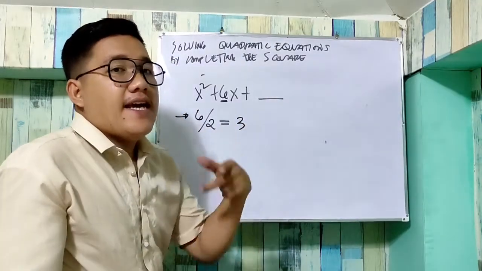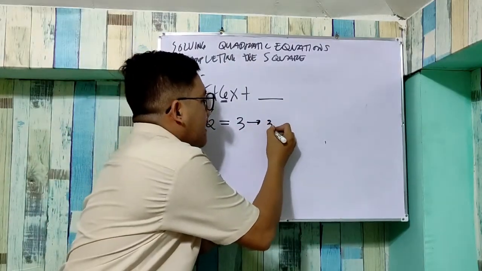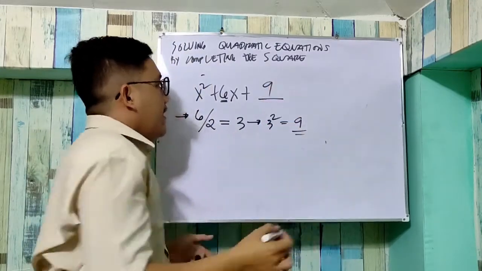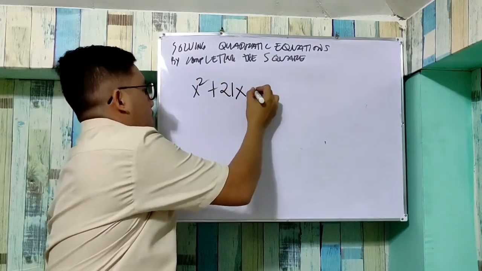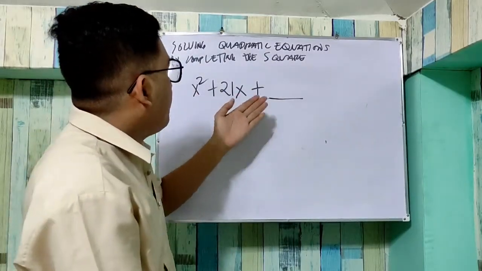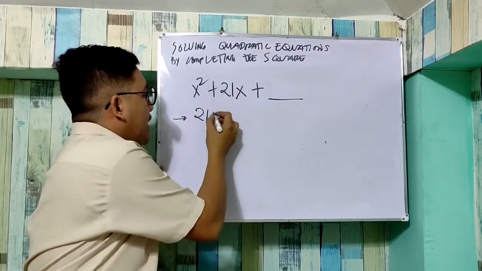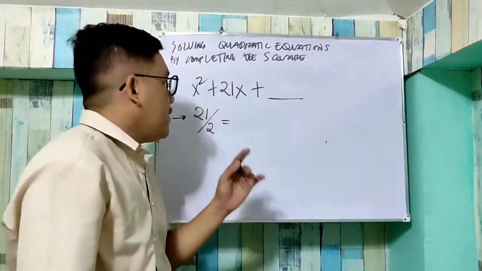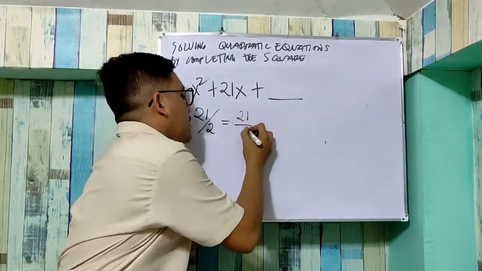Then, yung sagot natin, i-square natin or multiply it by itself. So, magiging 3 raised to 2 or 3 times 3, which is 9. So, therefore, the answer is 9. Okay. So, x squared plus 21x plus blank. We're going to get the numerical coefficient divided by 2. So, pag hindi kaya i-divide, yun na ang sagot natin. So, since 21 is not divisible by 2, so yun ang ating sagot.